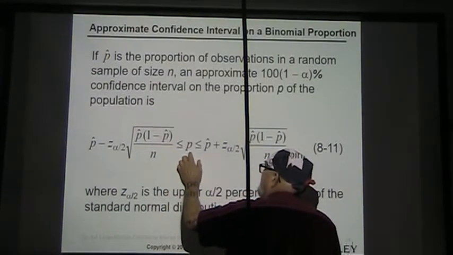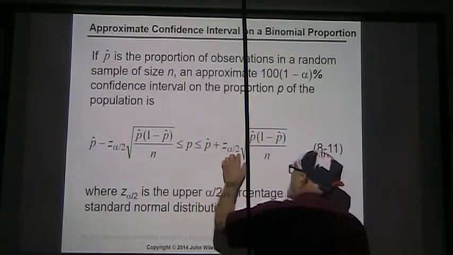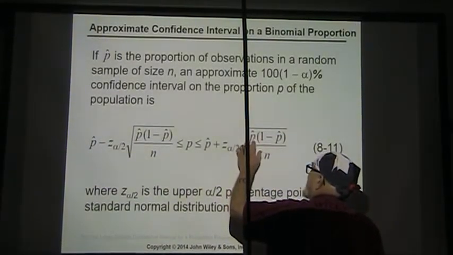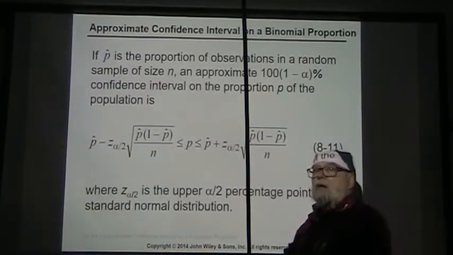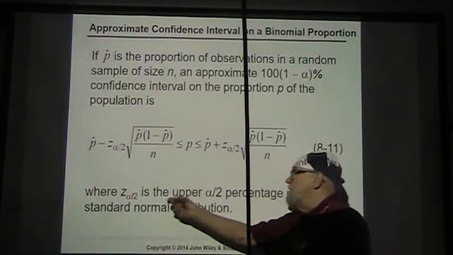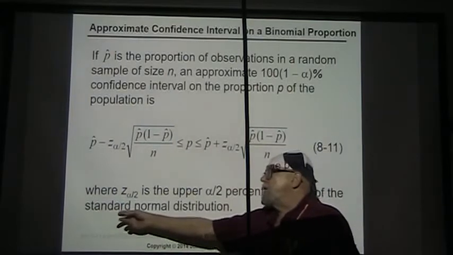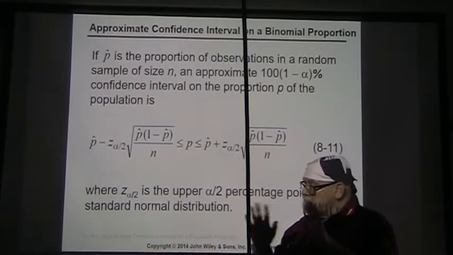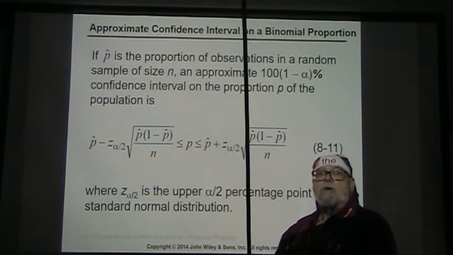less than or equal to p less than or equal to p hat plus z alpha divided by 2 times the square root quantity of p hat times the quantity 1 minus p hat divided by n. Again, this is where z alpha divided by 2 is the upper alpha divided by 2 percentage point of the standard normal distribution. Okay, so nothing super new about this, except now we're working with the binomial proportion.